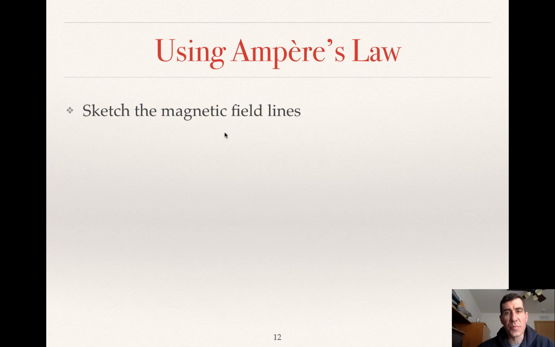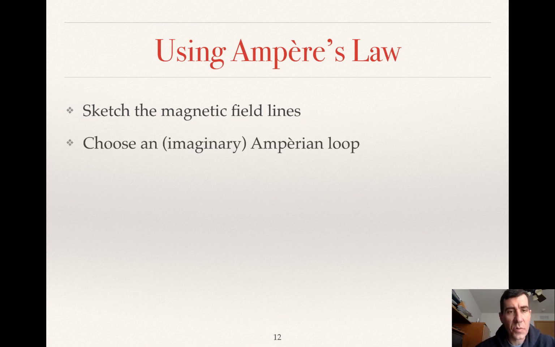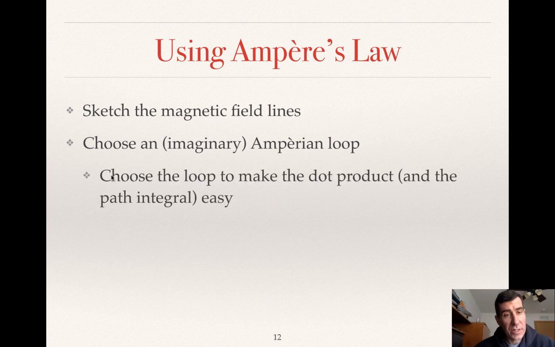All right, so how do you use Ampere's law? Well, it's similar to using Gauss's law to calculate electric fields. To begin with, you have to know vaguely what the magnetic field lines look like. So you want to sketch the magnetic field lines, and just like for Gauss's law, where we chose a Gaussian surface, here we're going to choose an imaginary Amperian loop. And just like in Gauss's law, we choose this loop in order to make this dot product and the integral we have to do easy.